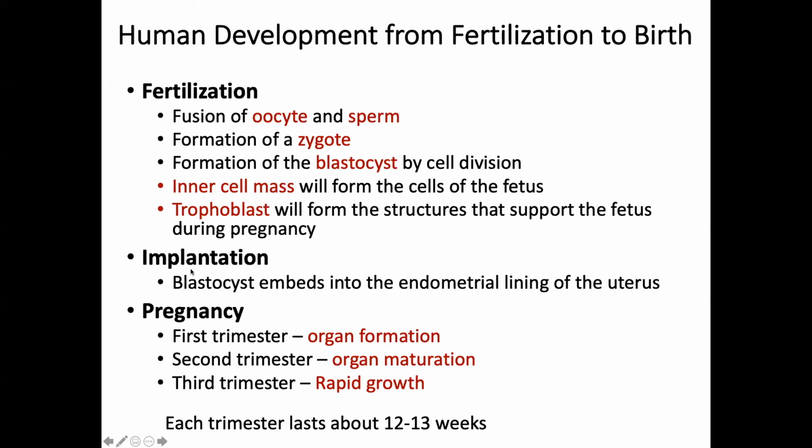Once implantation is completed, the blastocyst continues to grow and gets to the pregnancy stage, which can be divided into 3 phases: the first, second, and third trimester. Each trimester lasts about 12 to 13 weeks. During the first trimester, the fetus's organs start to form, organ maturation happens in the second trimester, and then rapid fetal growth occurs in the third trimester.